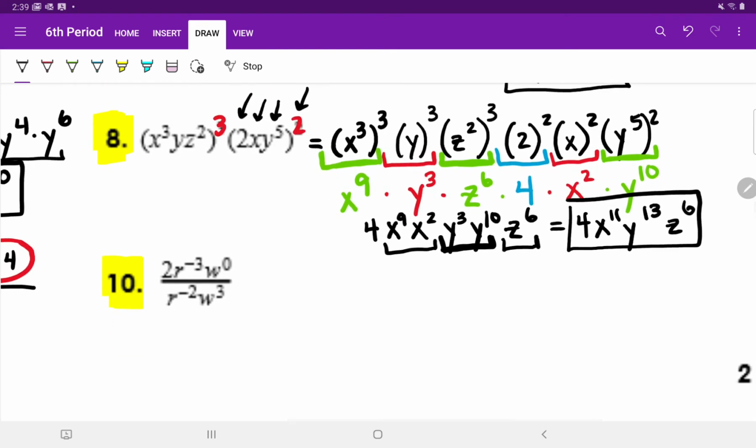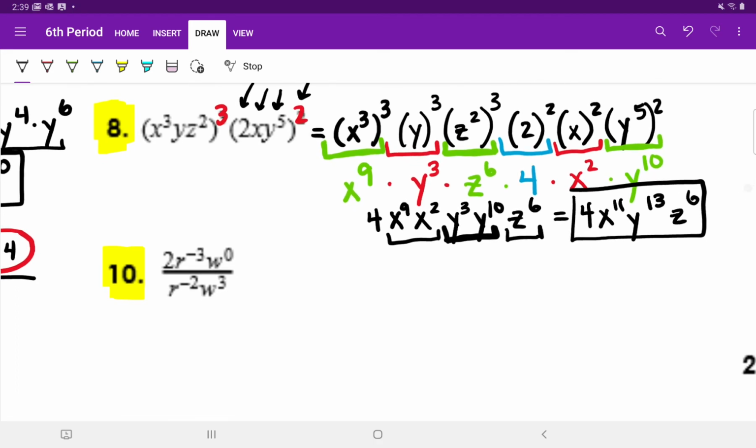One more problem to do in this hopefully pretty short video. We have a few things going on in this problem. I'm going to rewrite it a little bigger because I'm having trouble seeing all the pieces on my screen. R to the negative 2, w cubed.